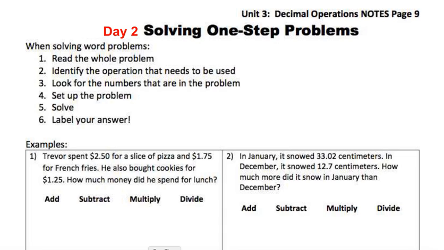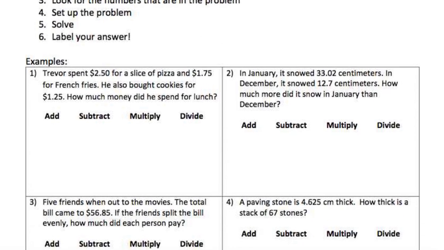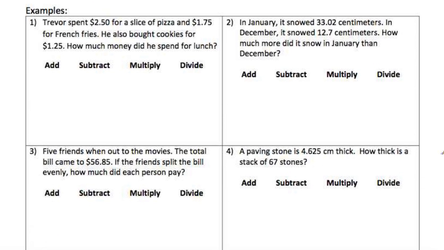Today we're continuing with our decimal operations unit and we are on day 2, solving one-step problems. So, first thing that we need to do is read the whole problem. Then we need to identify the operation words that we need to use, look for the numbers that are in the problem, set up the problem, and then solve the problem. And then always make sure at the end you are labeling your answer. So let's look at some examples of this.